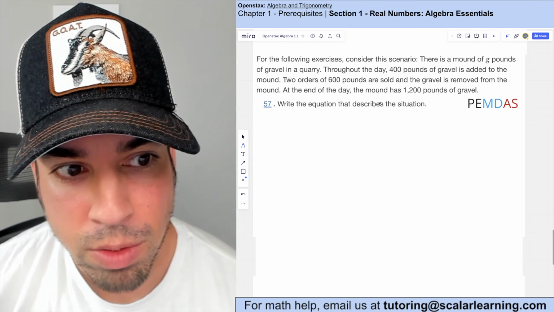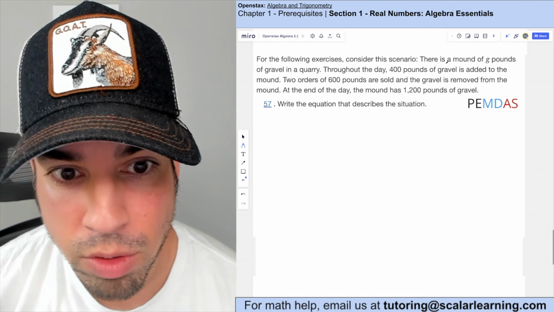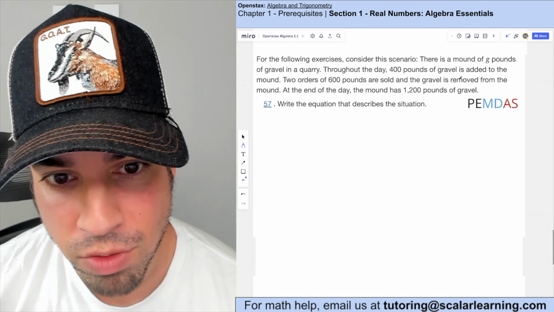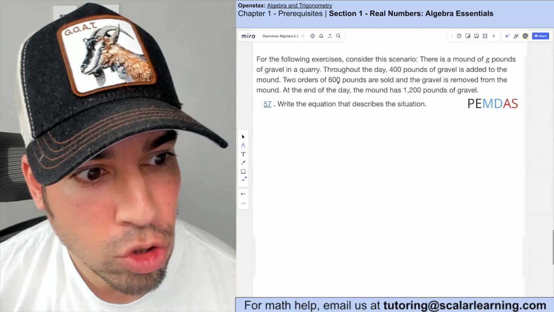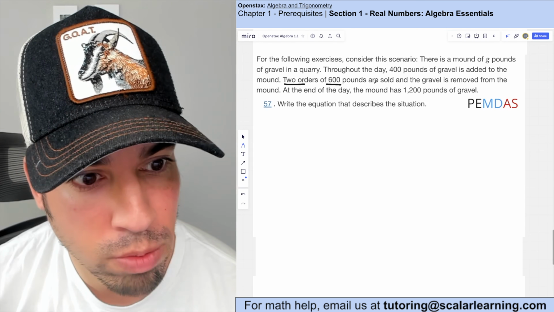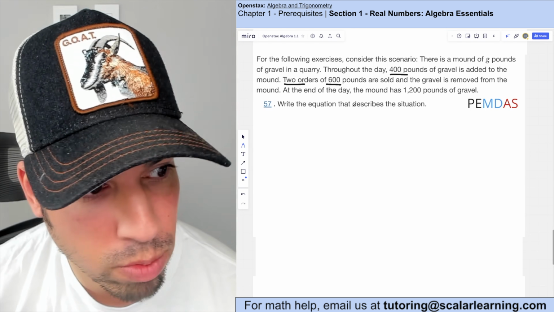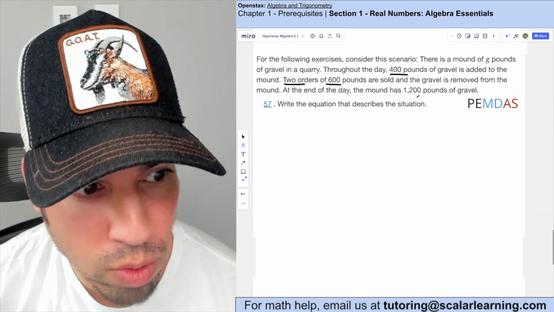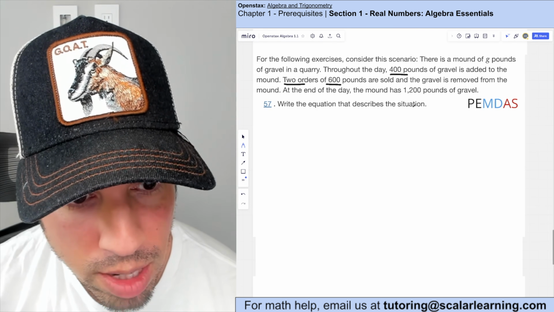Done. For the following exercises, consider this scenario. There is a mound of G pounds of gravel in a quarry. Throughout the day, 400 pounds of gravel is added to the mound. 2 orders of 600 pounds are sold and the gravel is removed from the mound. At the end of the day, the mound has 1,200 pounds of gravel. Write the equation that describes the situation.